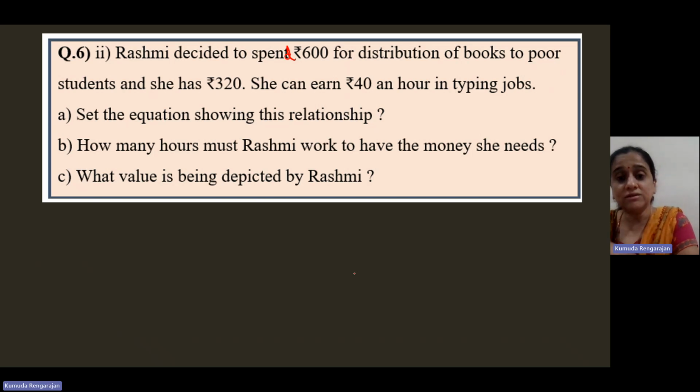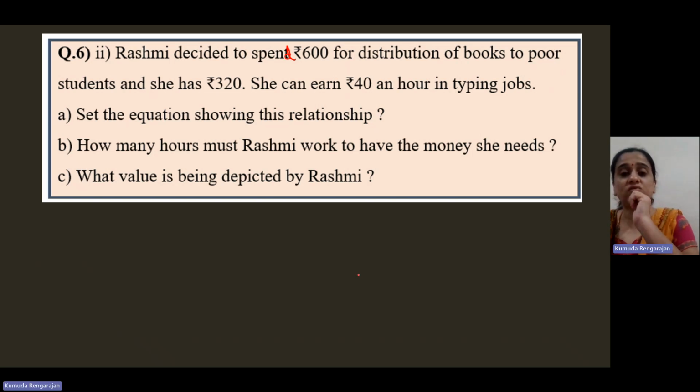Now she can earn 40 rupees an hour in typing jobs. So the remaining money, she does not want to ask her parents. She doesn't want to borrow from somebody else. Okay. So she wants to earn the remaining money. What is the difference? What is 600 minus 320? 280. That 280 rupees, she wants to earn.